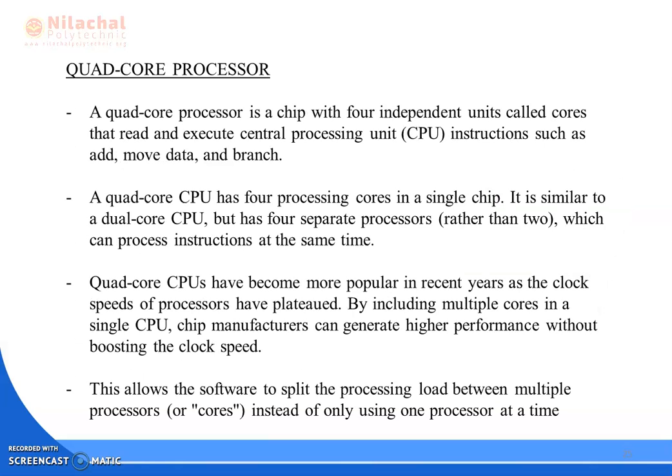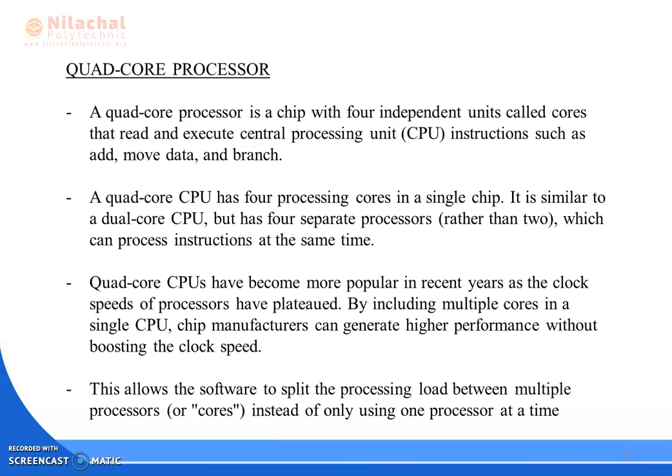Next, we will move to our next processor, that is the quad-core processor. A quad-core processor is a processor which has basically 4 independent units of core. So these 4 cores, or these 4 processors, can read, execute instructions, can run programs and do all the tasks or all the processing in parallel but independently.